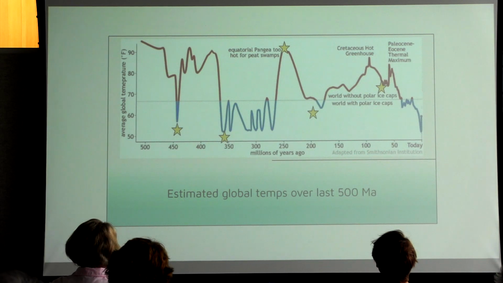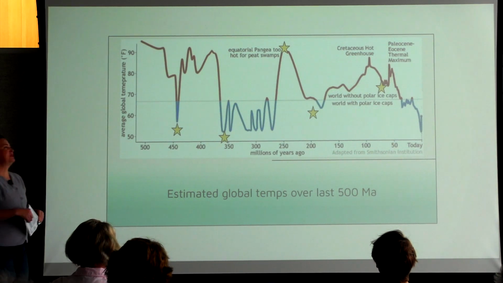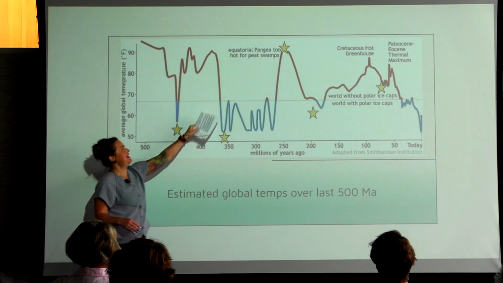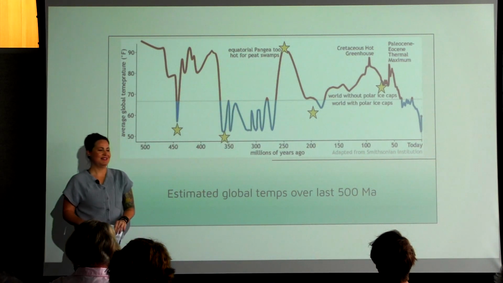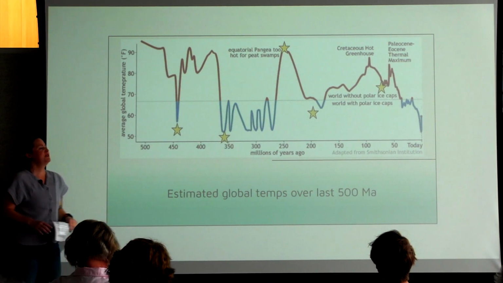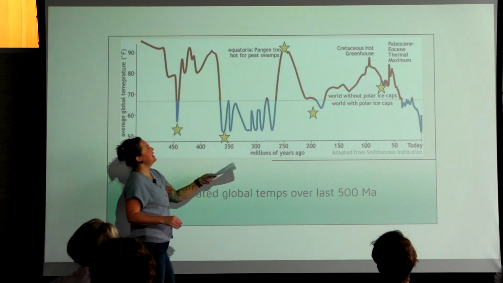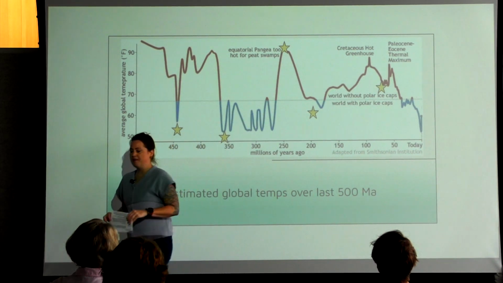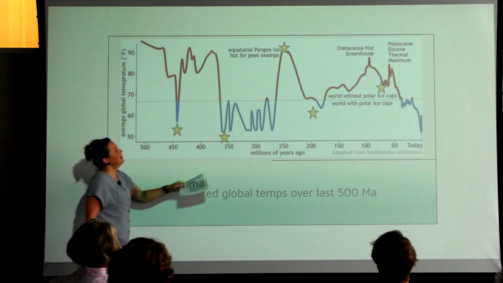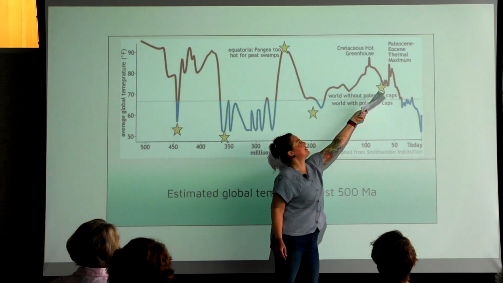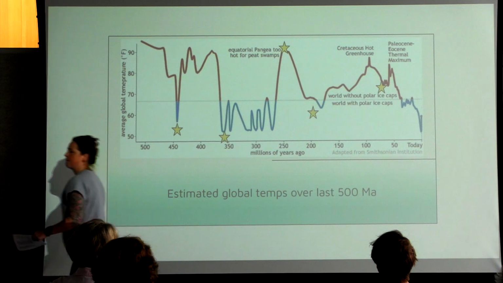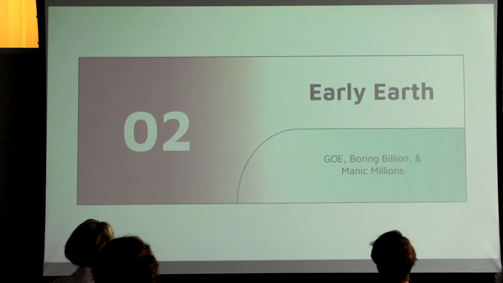Now, a lot of times these temperature drops and or spikes are related to mass extinction events. So these are the 5 major mass extinction events, and you can see a couple of them pair quite nicely with some huge temperature swings. We'll talk about this one, and we'll talk about this one. So let's get into early Earth. All right.